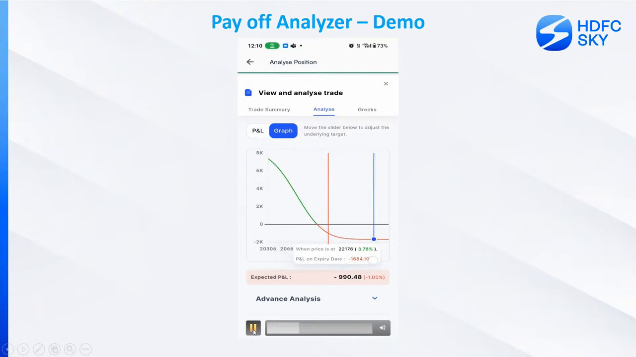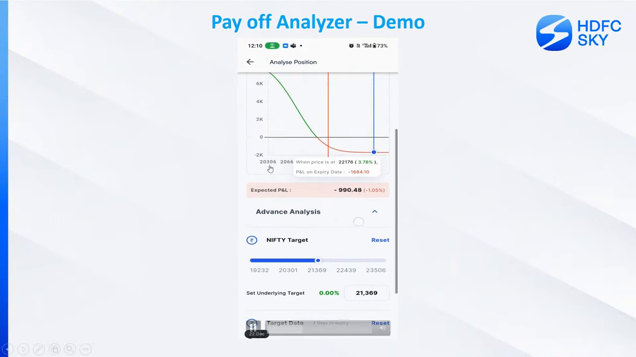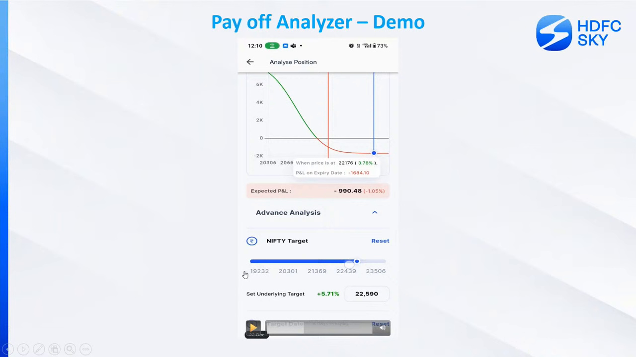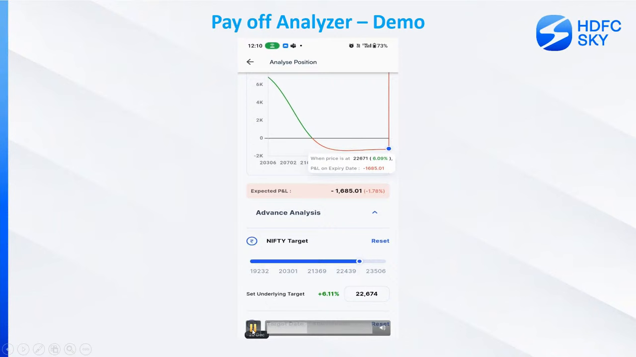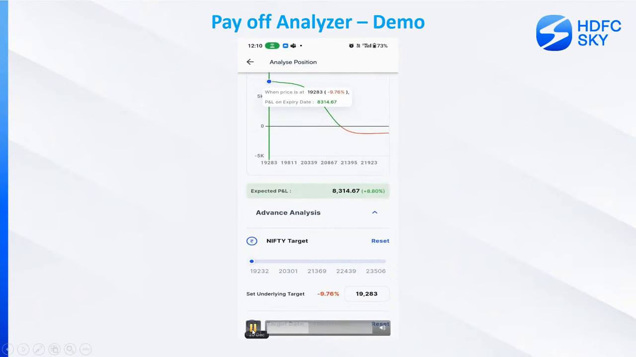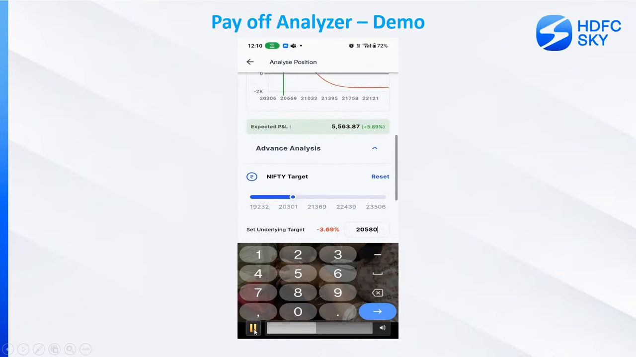Yeah, the payoff graph will showcase how much profit or loss you will be making at different market levels. Then there is an advanced analysis wherein you can toggle the target level. If you want to see what happens if Nifty reaches a particular level, suppose 20,500 or 600, let us see how much profit and loss I will be making. Suppose I set a target of 20,580, then at 20,580 I will be making a profit of around 5,563 rupees.